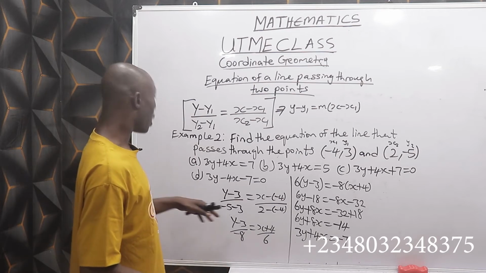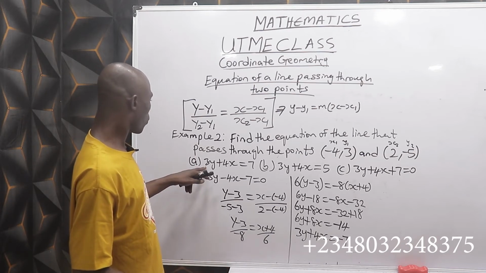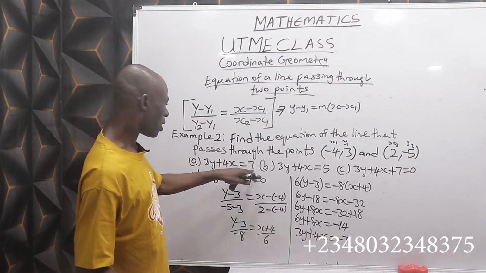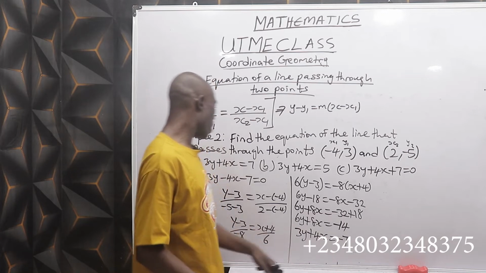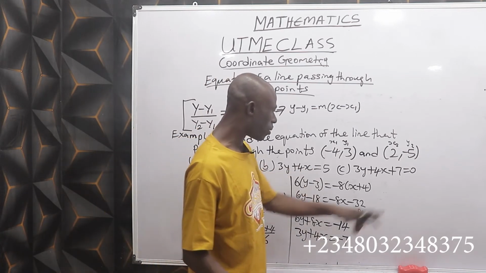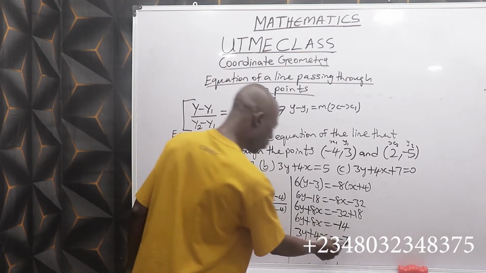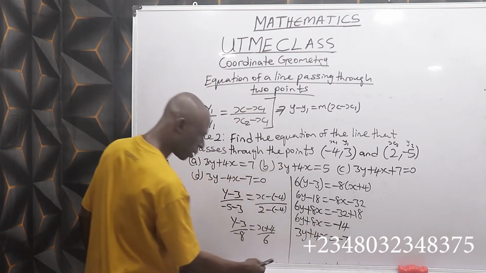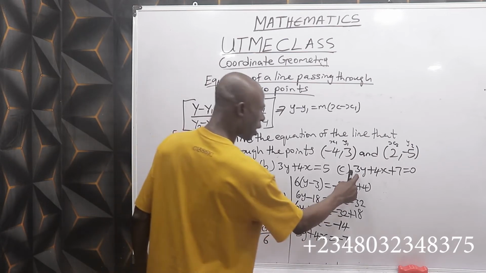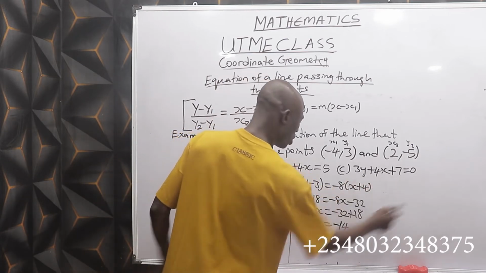Which one is like it? 3y plus 4x equals 7. No, this is equal to minus 7. This is far from the truth because this is 5. Yes, if we bring negative 7 in, it will become 3y plus 4x plus 7, that is 3y plus 4x plus 7 equals 0.